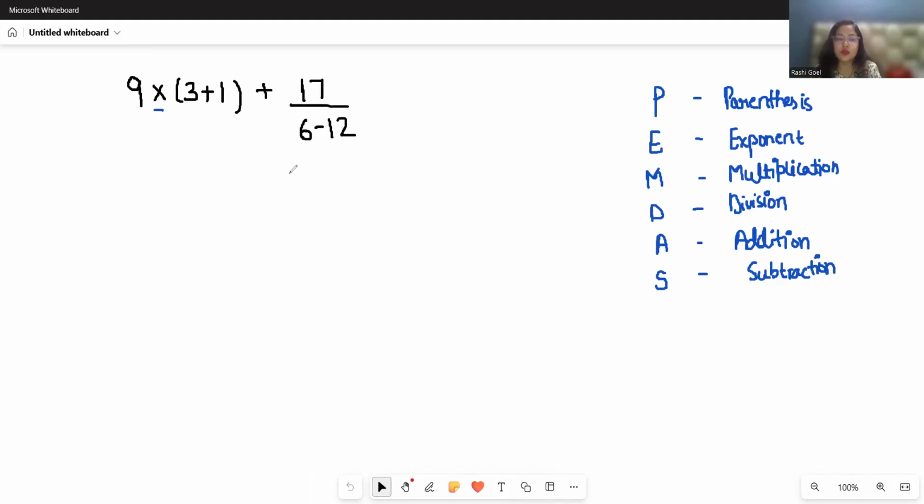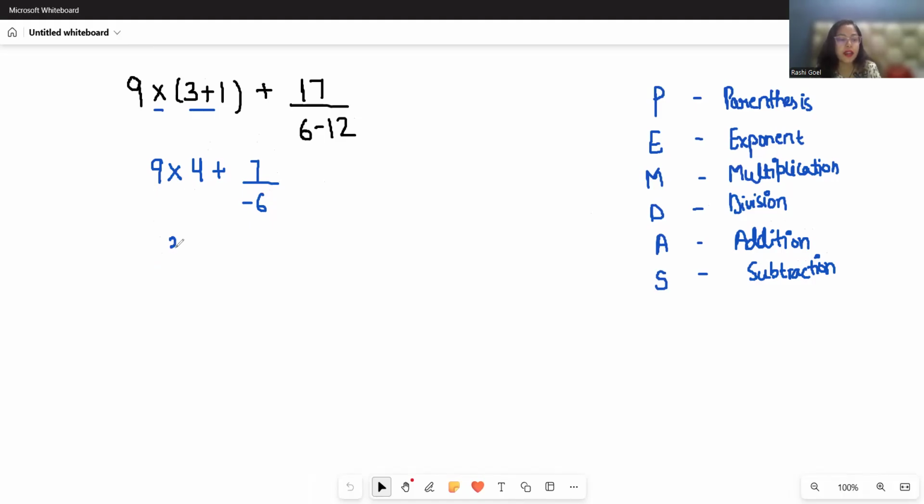So now apply this rule. First we have parenthesis, right? So solve it first. 9 times (3 plus 1 is 4) plus 7 by (6 minus 12 is minus 6). Now we have multiplication, addition and division. Multiplication and division have the same priority, so we have to solve from left to right.